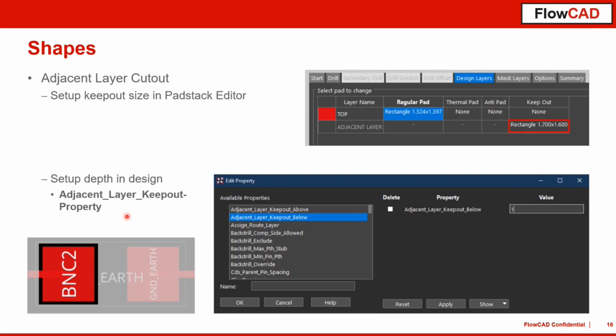inside of your design again with a property, and this property is adjacent layer keep out below, also possible adjacent layer keep out above, and you enter a value here, and that's exactly the number of layers which are cut out under this SMD pin. This is quite a nice feature. I will also show this inside of the tool. And then, by setting up a property, you can cut out the ground plane under an SMD pad, for example.